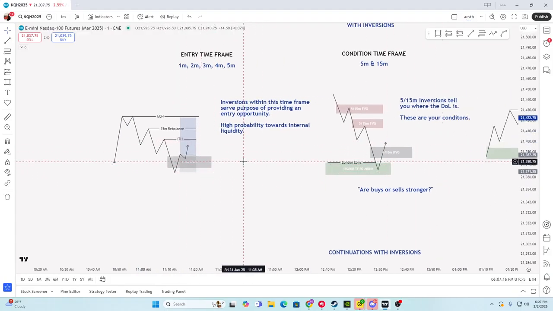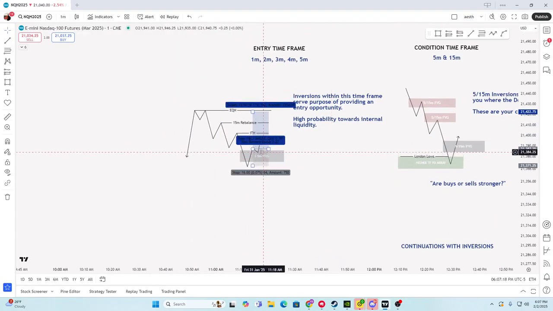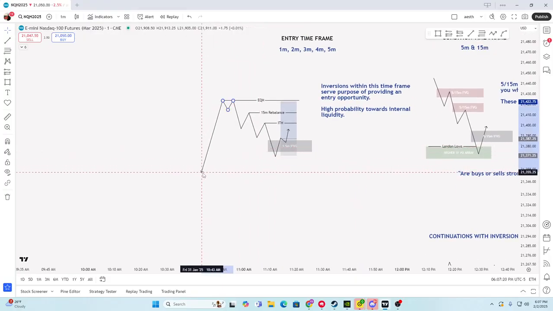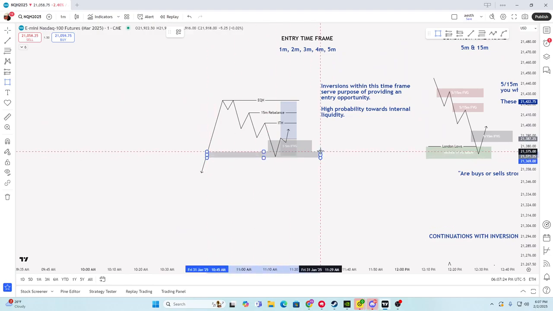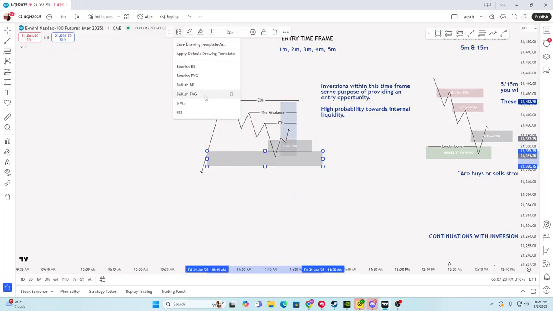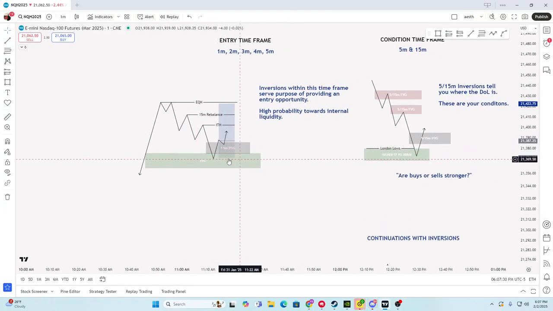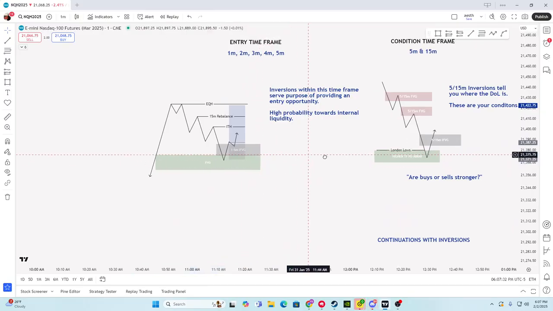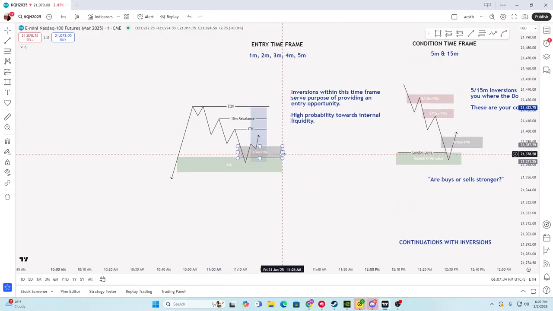You inverse a 5/15 minute. Then you can drop into your lower time frames, right? What do you want to look for after this happens? You want to look to see if price is trading inside of some sort of 5-minute, some sort of 15-minute, any sort of condition, I guess. And then your entry is based off the 1 to 5 minute.